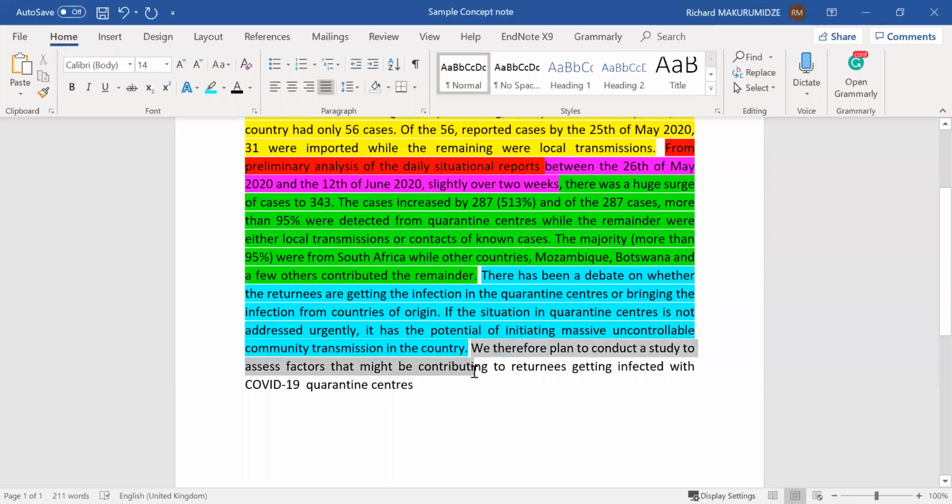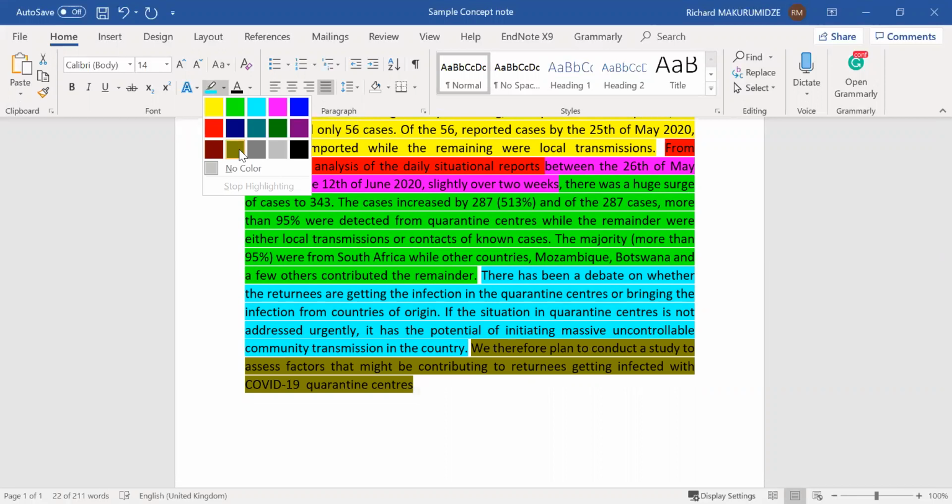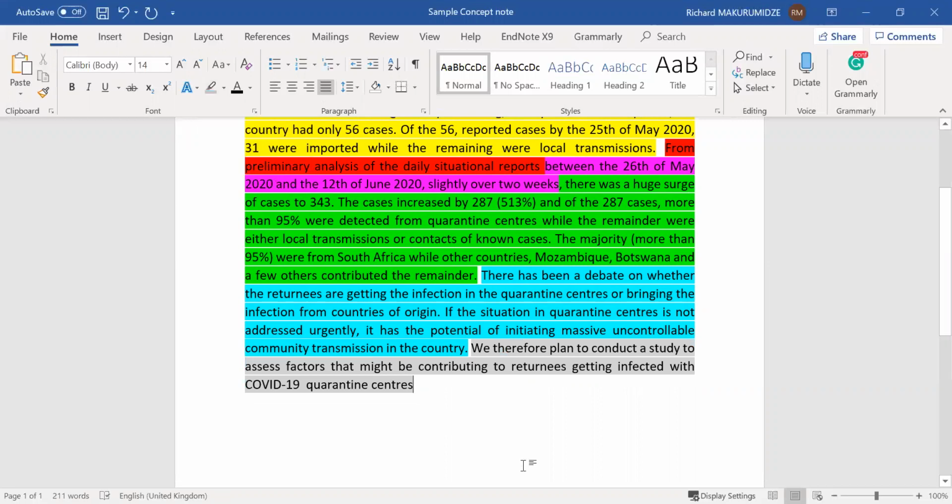Then if you check the last statement, that's the aim. You always conclude your problem statement with the aim. Because our problem, our data, our background, our data source, the period, we describe in terms of statistics and numbers. Then the last part: we therefore plan to conduct a study to assess factors that might be contributing to returnees getting infected with COVID in quarantine centers. That's our aim. So usually your problem statement funnels down by putting your aim, what you exactly want to do.